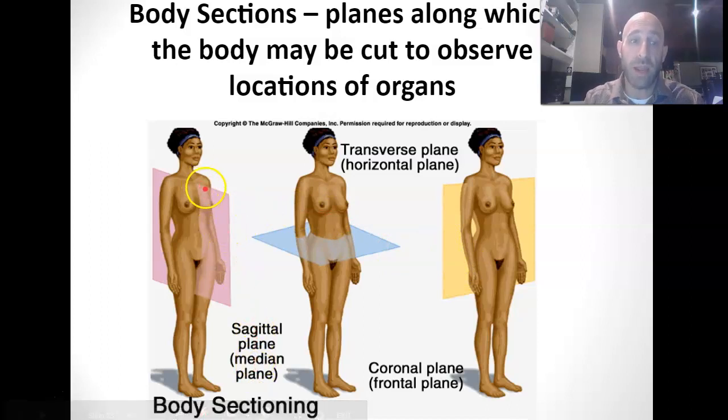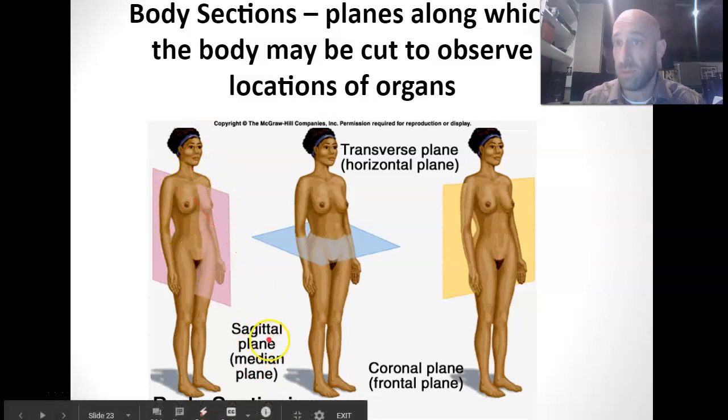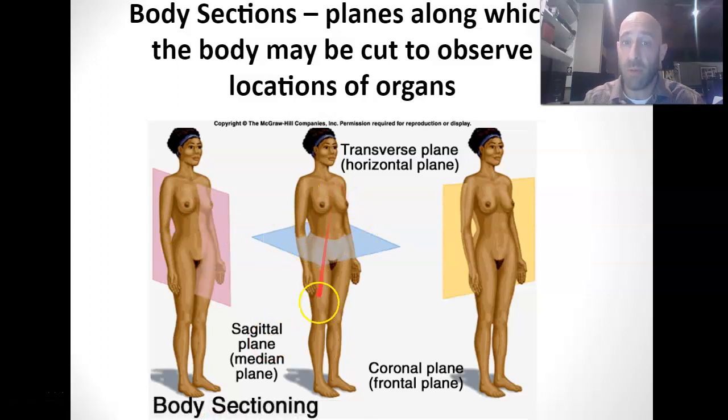If I want to cut the body into a right or left side, so cutting down the middle, that is called the sagittal or median plane. If I want to cut the body into top or bottom, superior and inferior, that's called the transverse or horizontal plane. And finally, if I want to cut the body into anterior and posterior, front and back, that would be called the coronal or frontal plane.